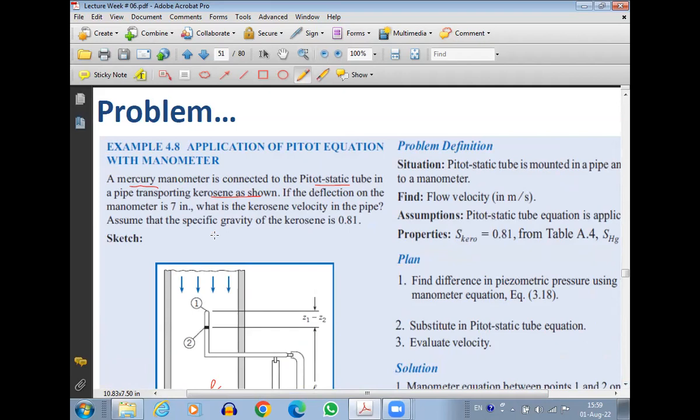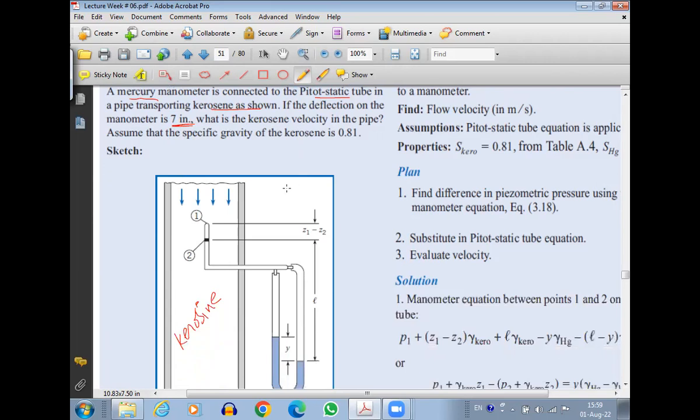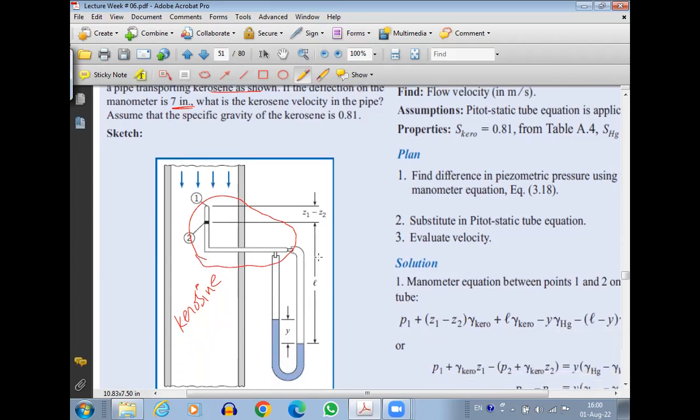Okay. So if the deflection on the manometer is 7 inches, what I do is that I put a Pitot tube. This is a Pitot tube. There are two ends of the Pitot tube. One end is connected to one side of the manometer. The other end is connected to the other side of the manometer. And the manometer is showing a deflection.